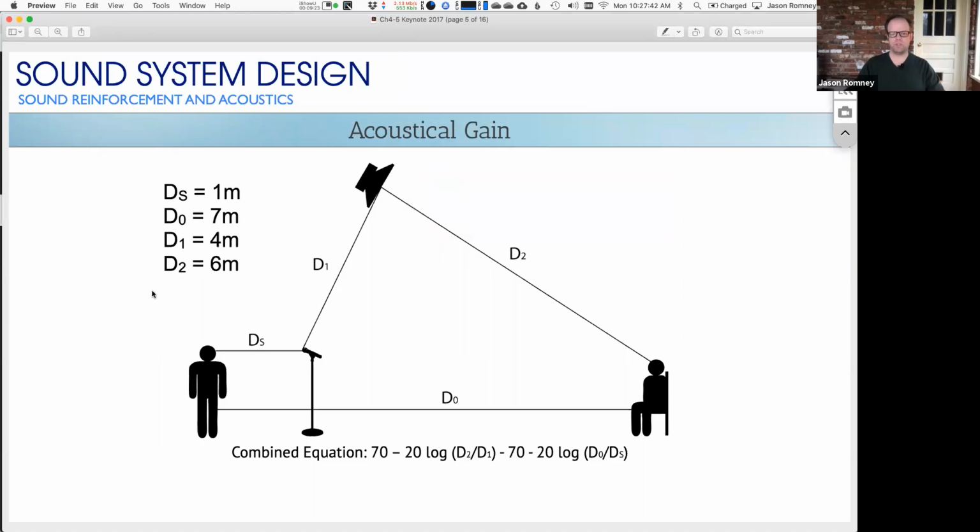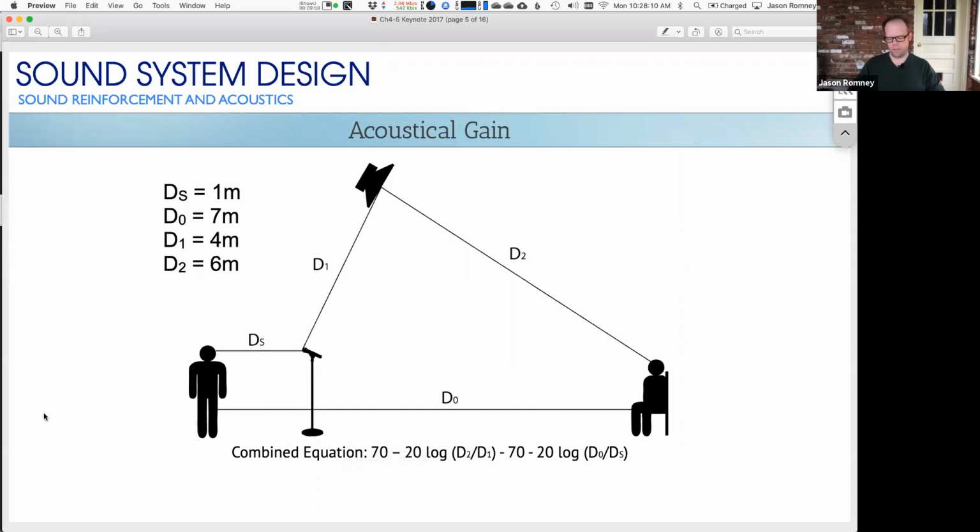So if I were to string together into one long equation what we just did, it's this that's down at the bottom of the screen. We did 70 minus 20 times the log of D2 minus D1, minus 70 minus 20 times the log of D0 divided by DS. Right? That's the math we just did, if we string it all together. And we got out of that 13.5 dB of gain.